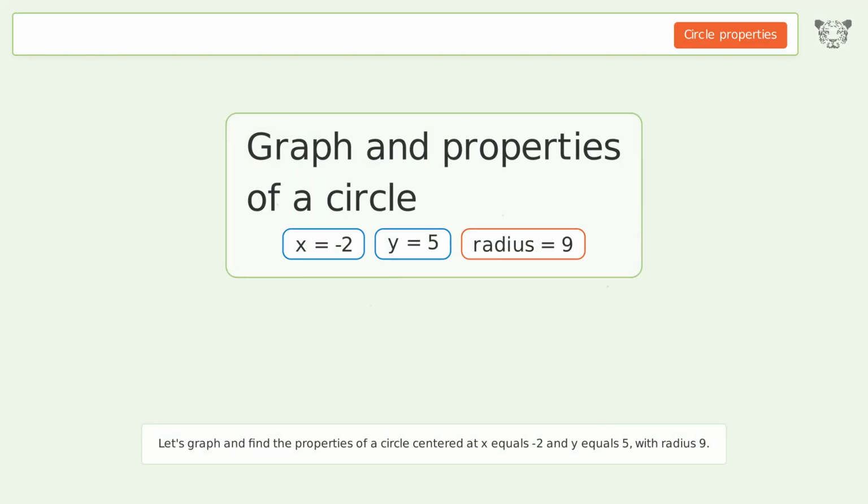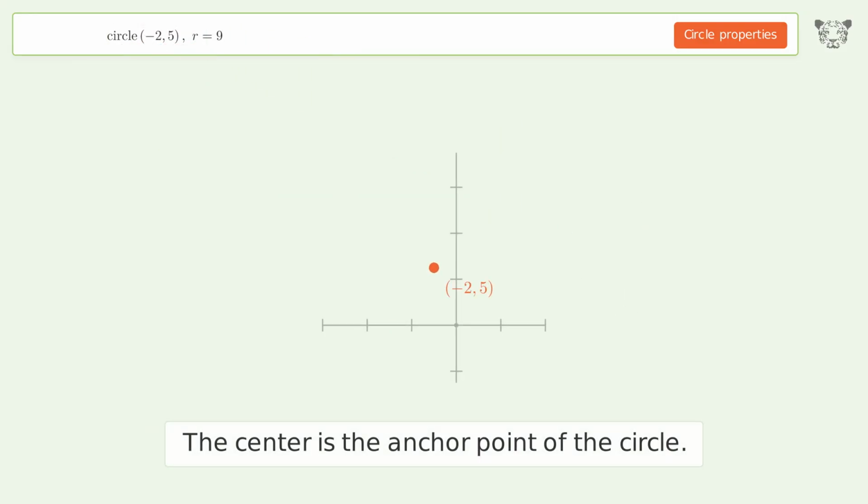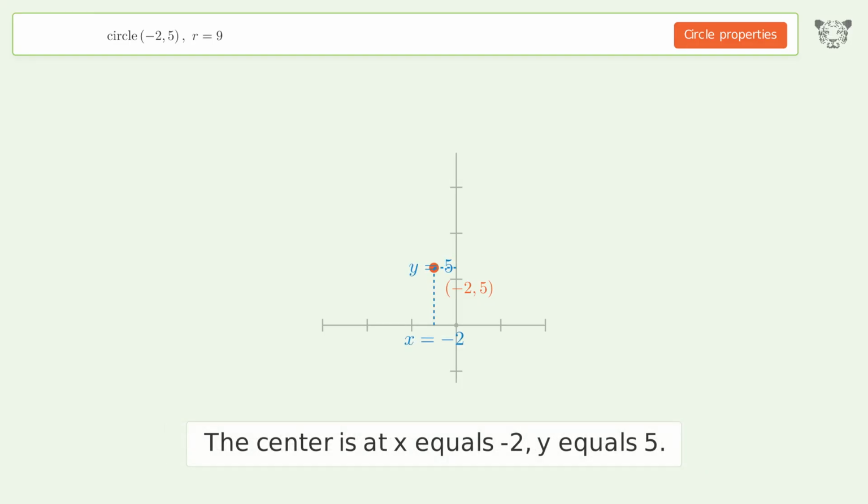Let's graph and find the properties of a circle centered at x equals -2 and y equals 5, with radius 9. The center is the anchor point of the circle. The center is at x equals -2, y equals 5.